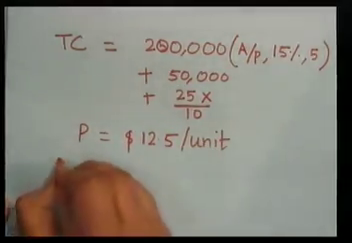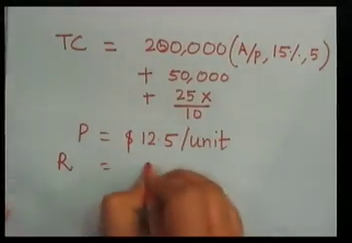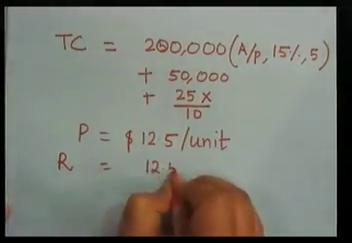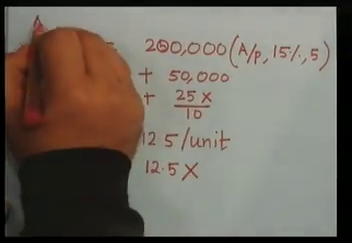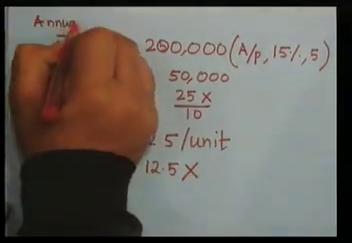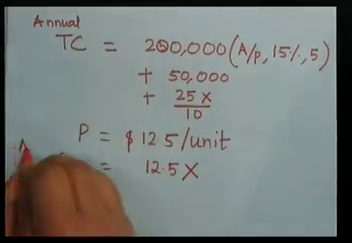So the revenue that I am getting is 12.5x. This is every year. So you can also note it down, maybe this is annual total cost. This is annual revenue.